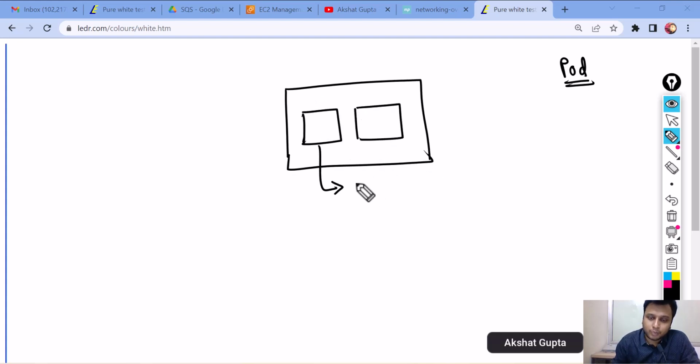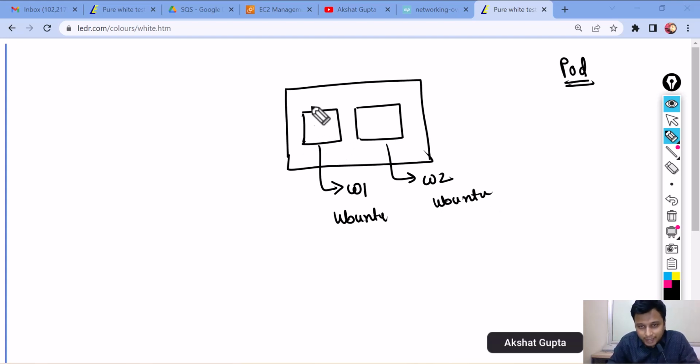Okay, so let's suppose I have one container or two containers, let's say C01 and C02. Two containers are there. Now, this is an Ubuntu based container. This is also, let's suppose, an Ubuntu based container. Now, Kubernetes does not manage these containers directly because Kubernetes says that I can manage every kind of container, whether it's a Docker container or a Rocket container or any other container services.